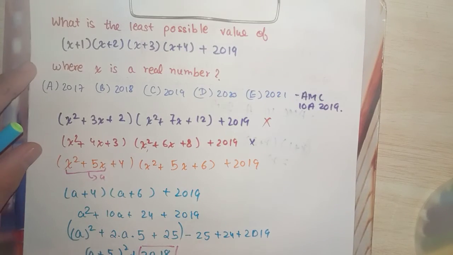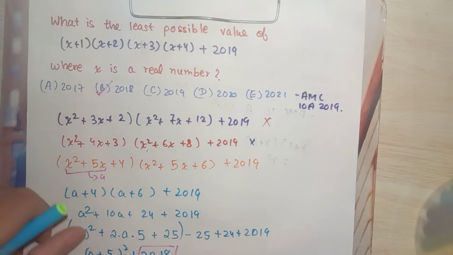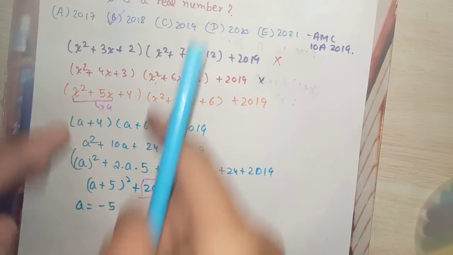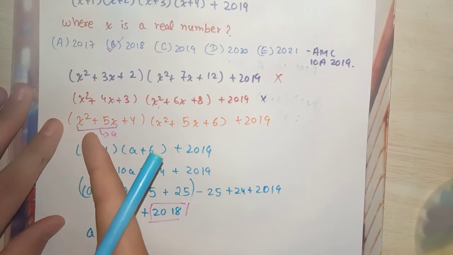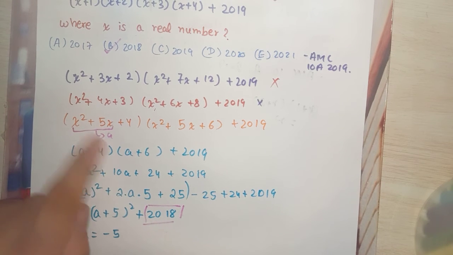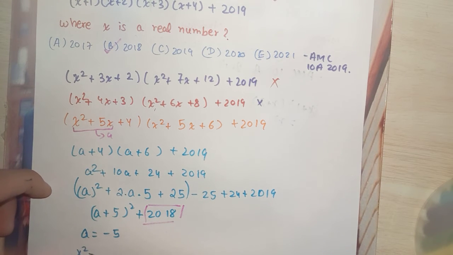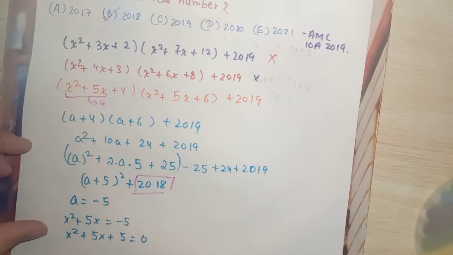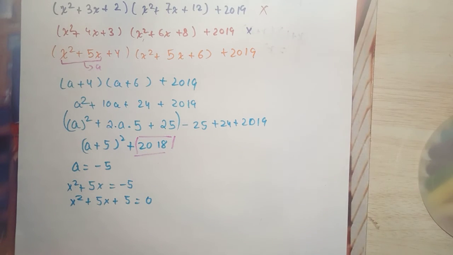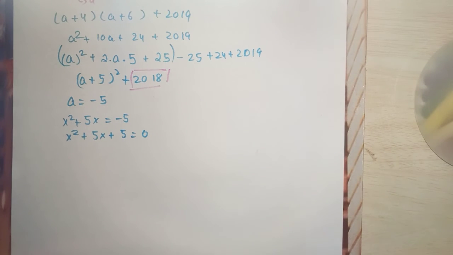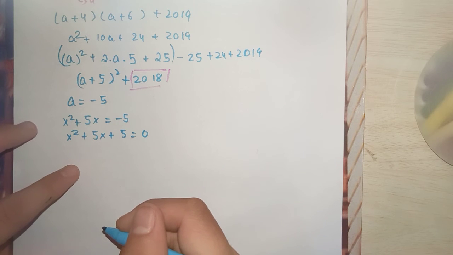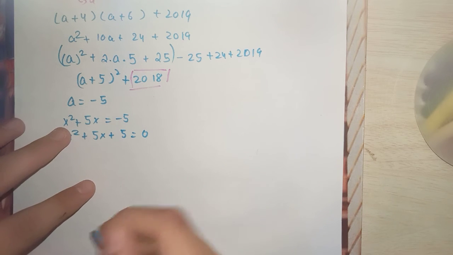And that is fortunately one of our options. To make sure that x is a real number, we can just substitute this back in. We said that a is x squared plus 5x, so x squared plus 5x equals negative 5, and x squared plus 5x plus 5 equals 0. Okay, now let us check whether x is real. For x to be real, the discriminant should be greater than 0.